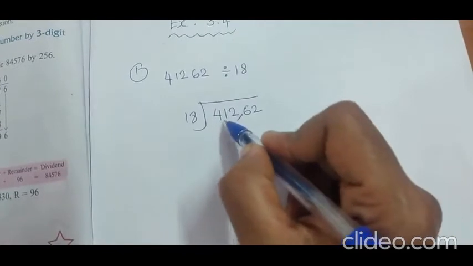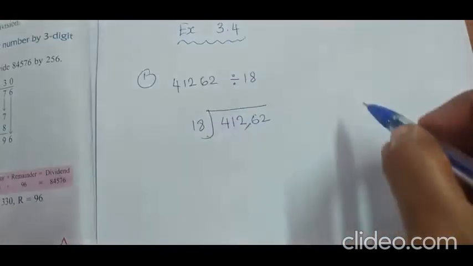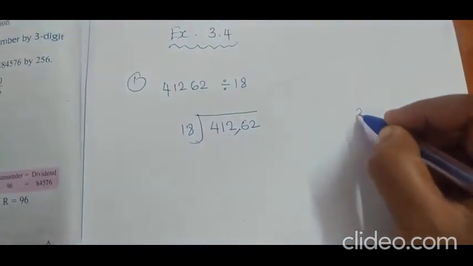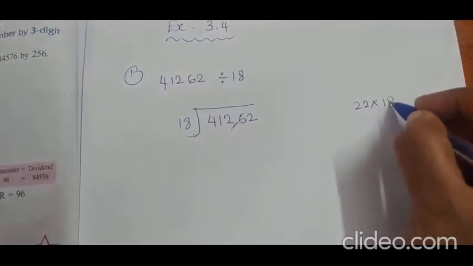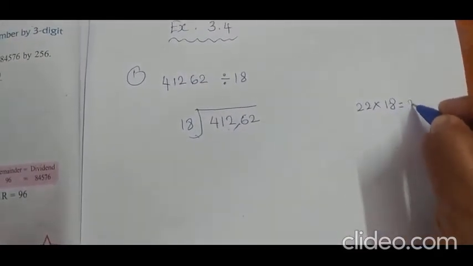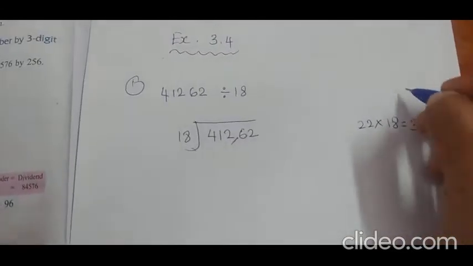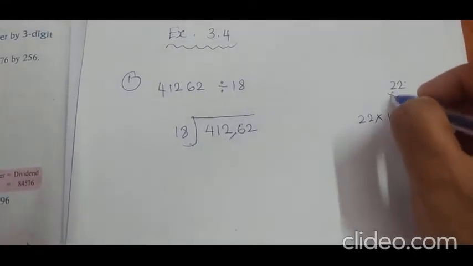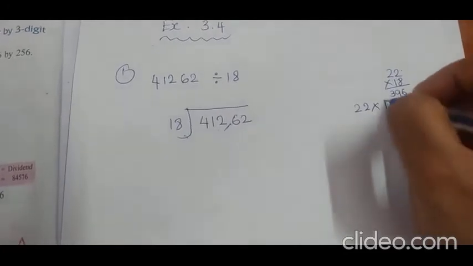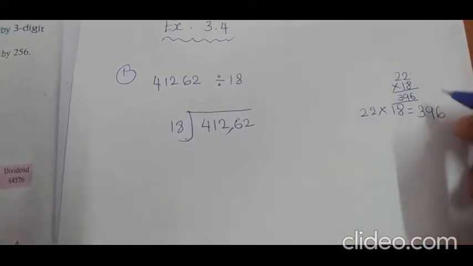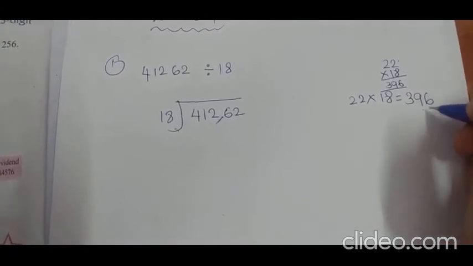In 412, how many 18s are there? That we have to find out. So I am going to multiply with 22. 22 18s are how much? 396. Even you can find out by multiplying 22 with 18. You will get 396. That you can multiply and see. So here I have already done and kept. I am writing 396. Got it?